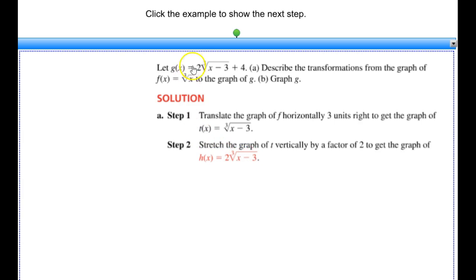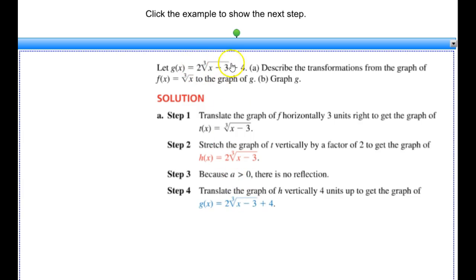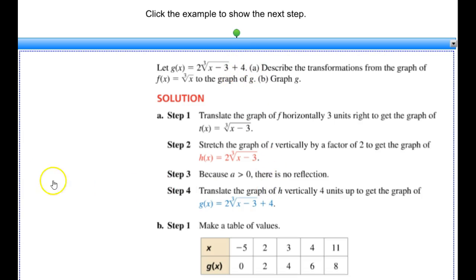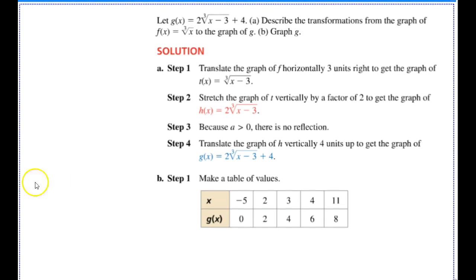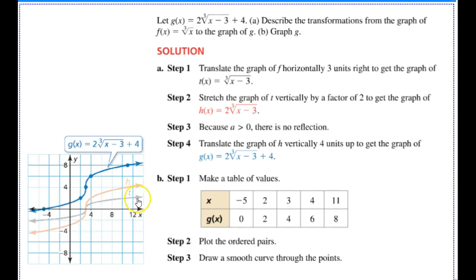Then I saw that I had a stretch of my graph by a factor of 2, and that's of course my vertical stretch because it's out front of my equation. Since a is greater than 0, there's not a negative sign here, there's no reflection. Then I had a vertical translation, so up 4 units there. So now I can make my table of values and then plot those points. So this little light colored graph you see here was my first transformation, which was my horizontal translation.